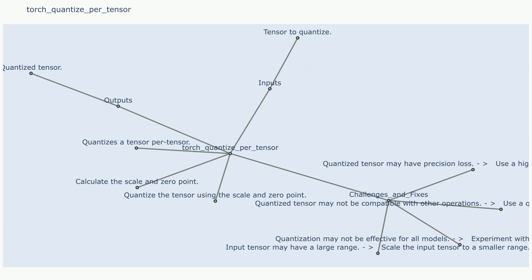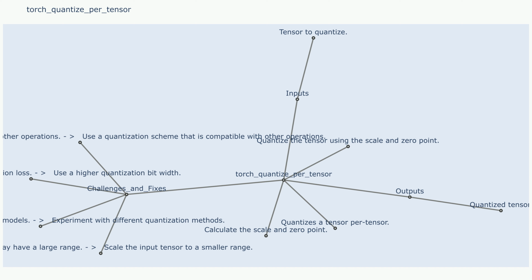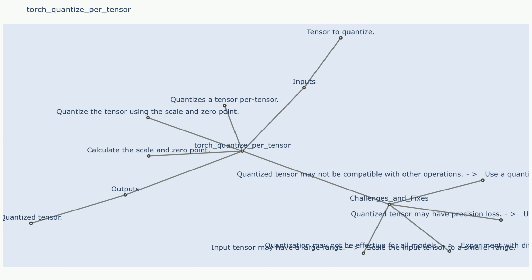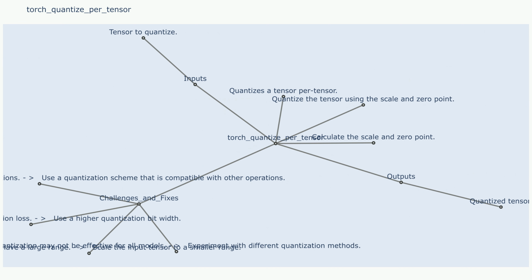Challenge 2. If the zero point is not chosen carefully, it can lead to bias in the quantized values. Sample use case that resulted in challenge 2. If the zero point is set to 128, all quantized values will be shifted by 128. This can lead to a bias in the quantized values. Fixes to challenge 2. Choose a zero point that is appropriate for the input tensor's data type and range.